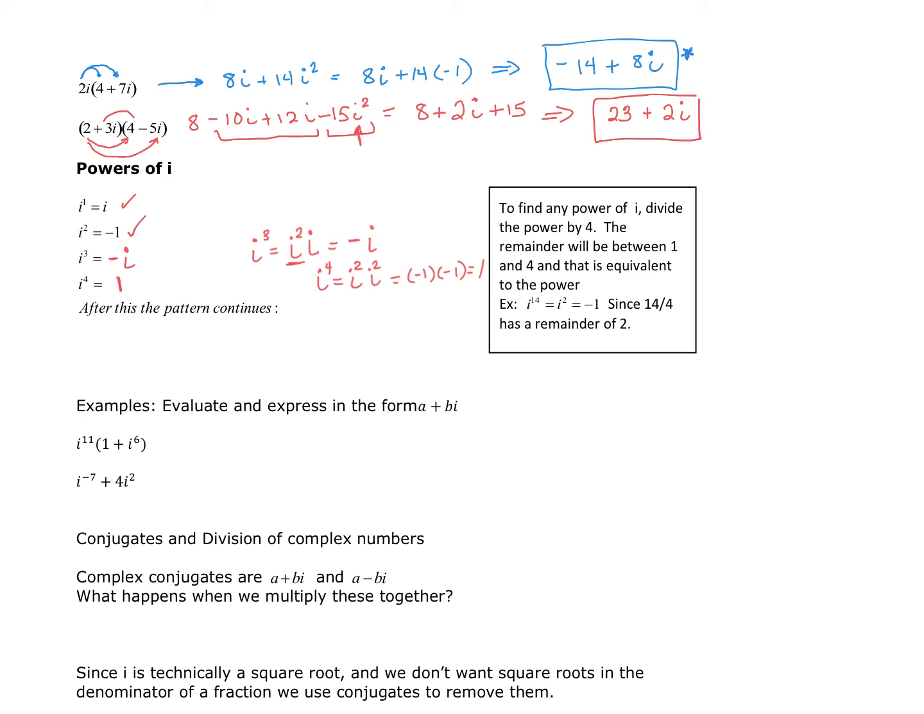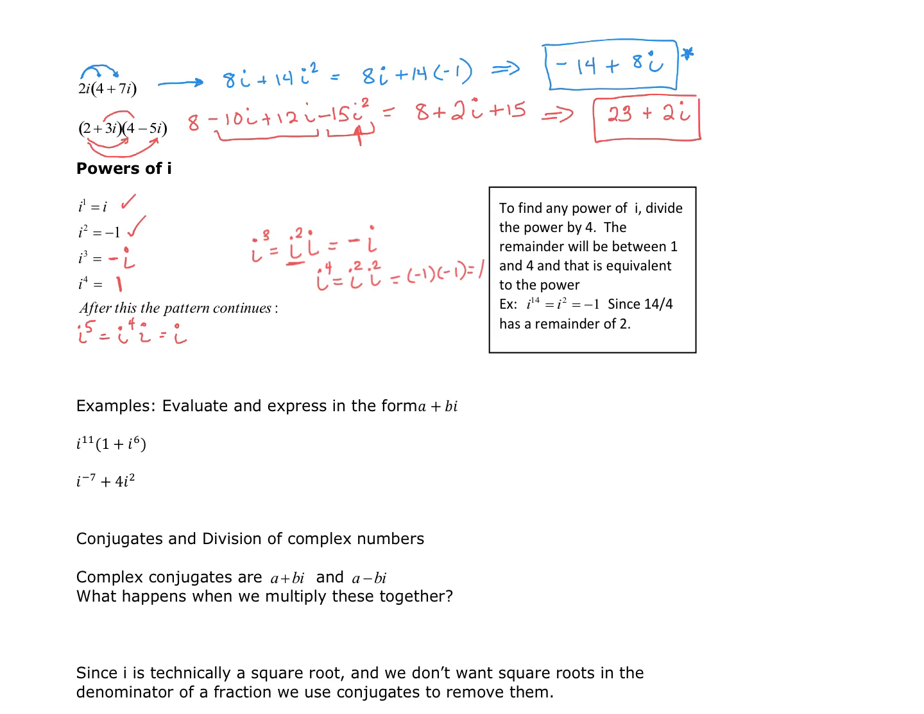And then after that, they continue. So i to the fifth, for example, is i to the fourth times 1 more i, so just i. So it's just going to cycle through: i, negative 1, negative i, 1. i, negative 1, negative i, 1.